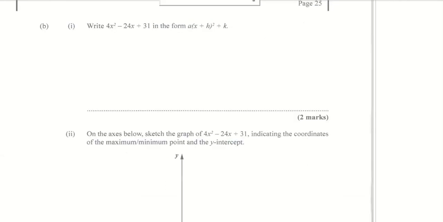Right, so this one: write 4x squared minus 24x plus 31 in the form of a open bracket x plus b close bracket squared plus k. As soon as you see this, let's just highlight it. As soon as you see this, you're supposed to think completing the square. So there are 2 ways to complete the square, and I'm going to do the 2 ways. Right, method 1.